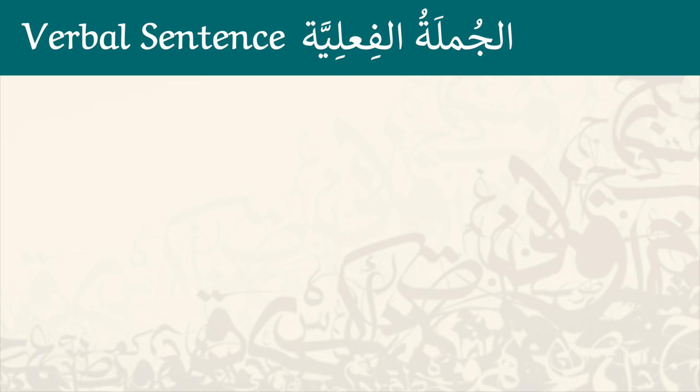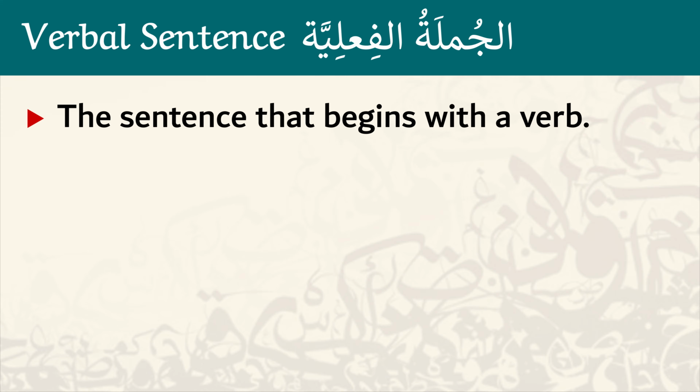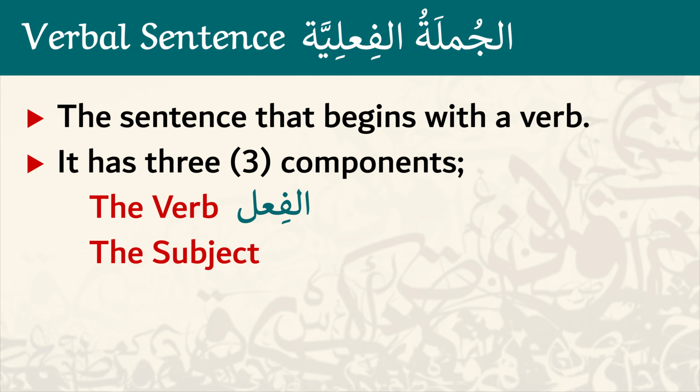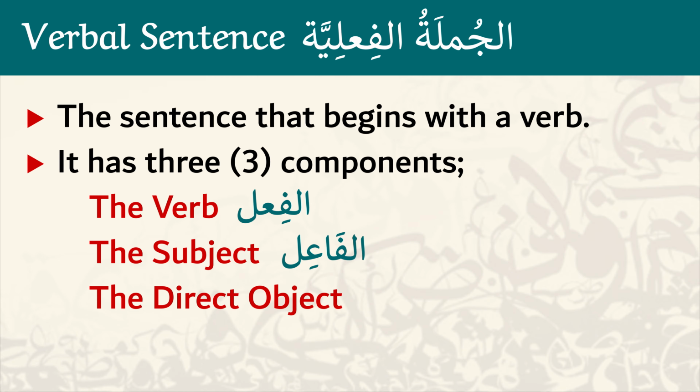I will begin by talking about the verbal sentence. A verbal sentence in Arabic is the sentence that begins with a verb. And it has three components: the verb, الفعل, the subject of the verb, الفاعل, and the direct object, المفعول به. Let's define each one of them.